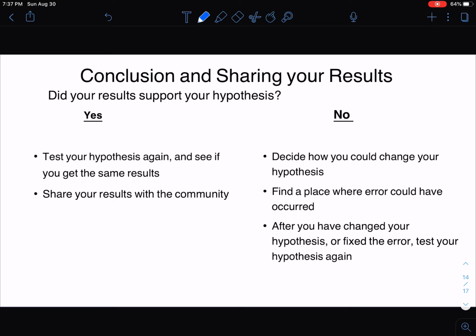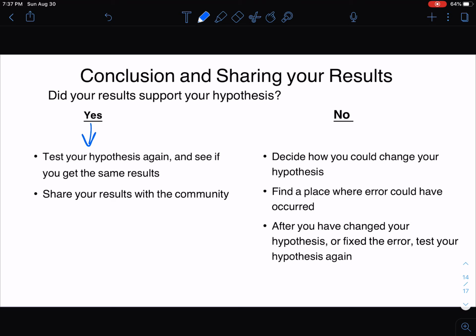After you have collected your data, analyzed it, and put everything into graphs and tables, you can read them easily, and you're ready to go through and draw a conclusion from all of this data. You're ready to make the decision. Was my hypothesis correct or was my hypothesis wrong? If your hypothesis was correct, you're going to test it again because maybe there was a fluke and you just got lucky. And you're going to see if you get the same results.